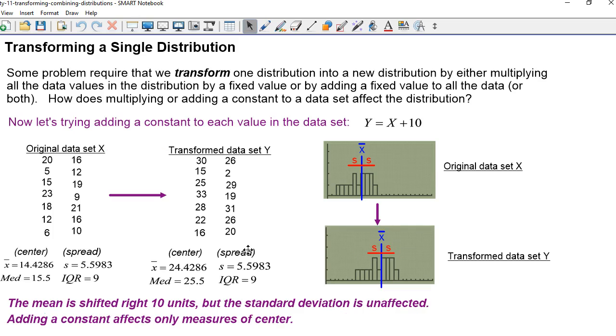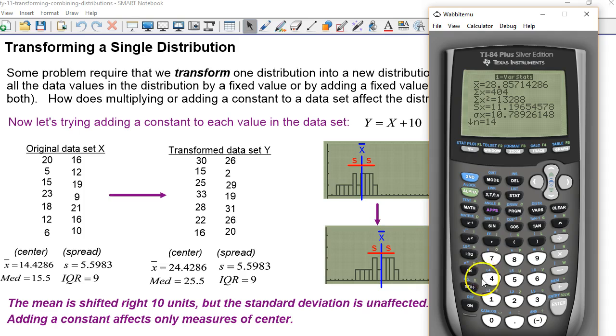What happens if we add or subtract a constant? We'll go back to the original data set, but this time we're going to add 10 to every piece of data. So 20 becomes 30, 5 becomes 15, and so on. You could do that in your calculator by going to Stat, going back to List 2, clearing it out, and setting it to List 1 plus 10 this time.